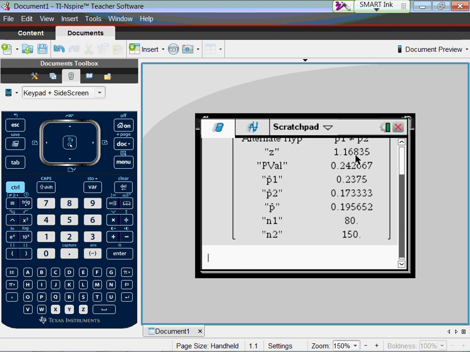So 1.17, p-value of 0.242, and this gives me p hat 1, p hat 2, okay, and n1 and n2. And this is our p pooled. So everything we need. All right.